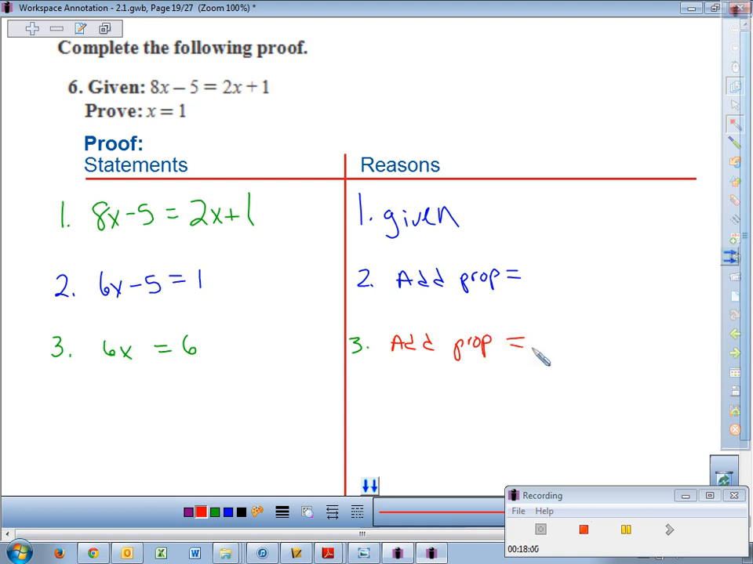And now to get x by itself, we still have to do something. We've got to do what? Divide both sides by 6. And the reason why we can do that is the multiplication property of equality. Did we prove what they wanted us to prove? You bet, man. Let us go to the backside.